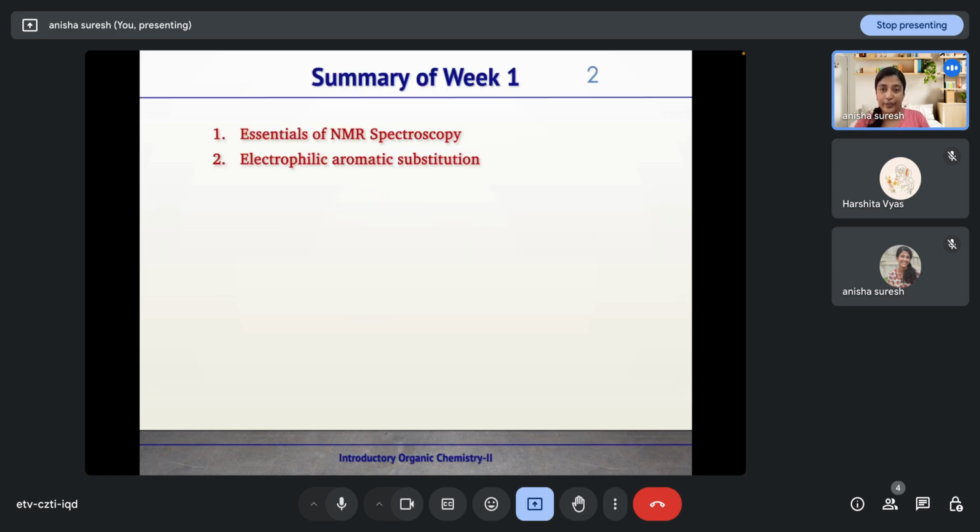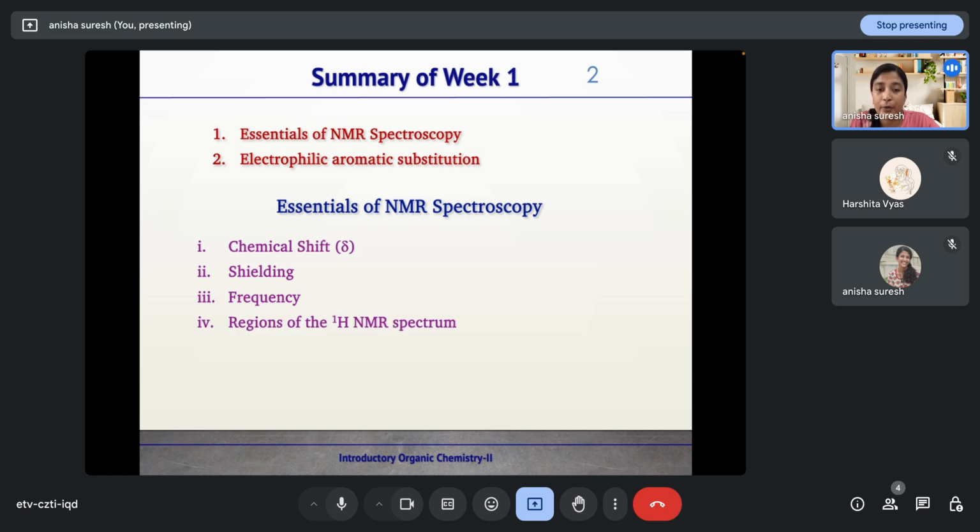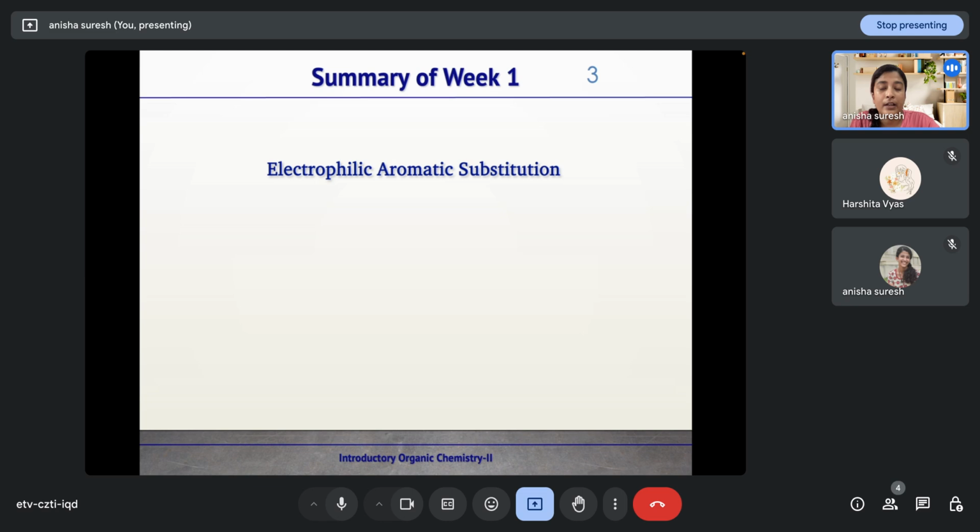So coming to the summary of week 1. In week 1, the topics that were discussed were essentials of NMR spectroscopy and electrophilic aromatic substitution. In essentials of NMR spectroscopy, the topics chemical shift, shielding, frequency, regions of the proton NMR spectrum, regions of the 13C NMR spectrum, and the relation between electronegativity and chemical shifts were discussed. Coming to electrophilic aromatic substitution reaction, the Friedel-Crafts alkylation and acylation reactions were discussed, followed by the Gattermann-Koch reaction. So these were the contents that were discussed in week 1.